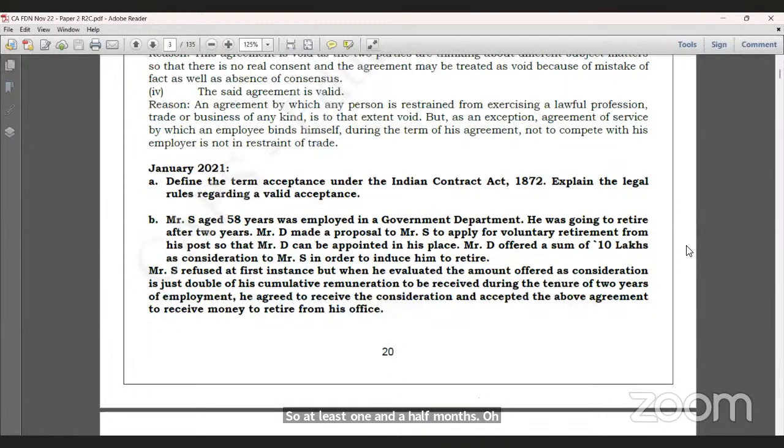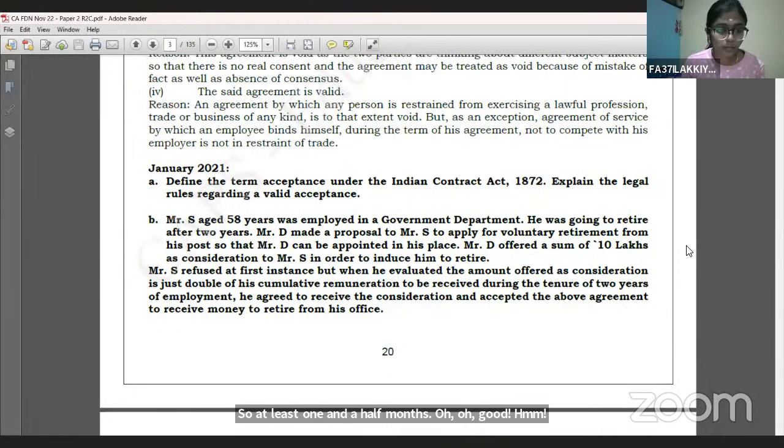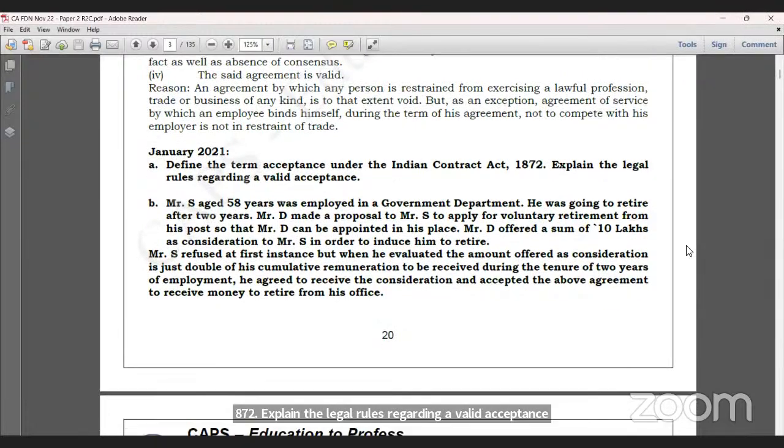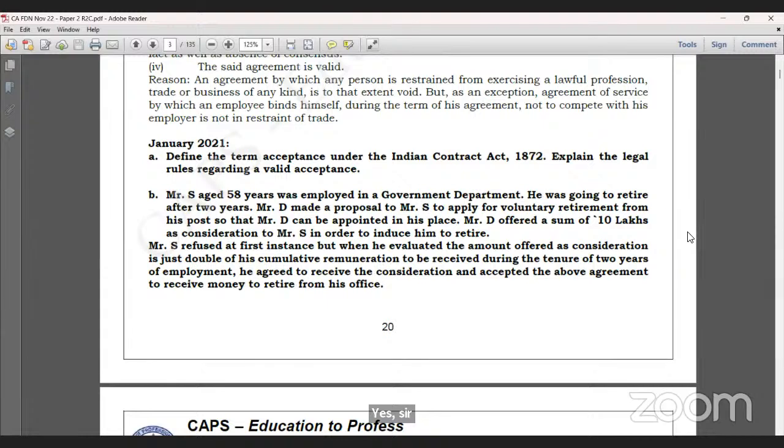January 2021: define the term acceptance under the Indian Contract Act 1872. Explain the legal rules regarding a valid acceptance. This I'm not doing with you all. This is a theory question. You all know what is acceptance, what are the legal rules for acceptance. Didn't we do this when we were doing the Indian Contract Act? So this you can study on your own. Just read the main headings for the answer for that, or we can skip it also, not an issue.